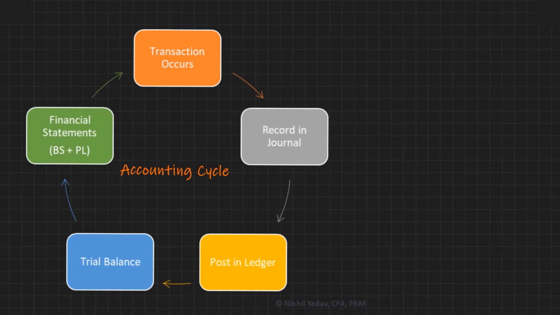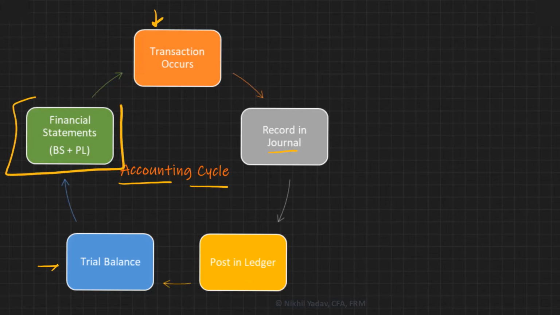All right, the second concept that we are going to learn is called the accounting cycle. So accounting cycle is a complete process which starts with a transaction followed by entries in journal, ledger, the preparation of trial balance, and eventually ends with the preparation of financial statements such as balance sheet and P&L. Since it starts with the transaction, let's understand how we capture a financial transaction.